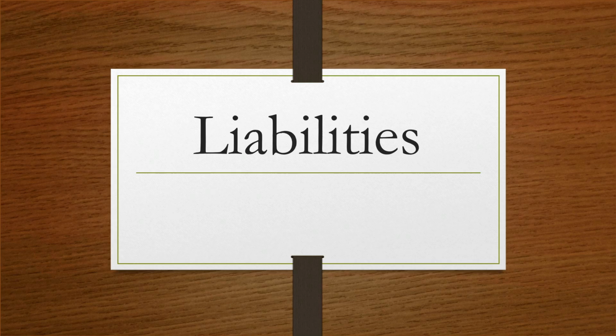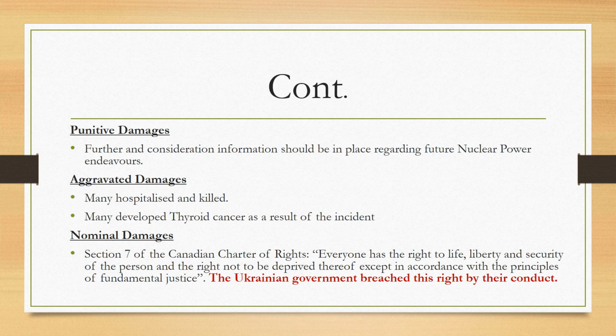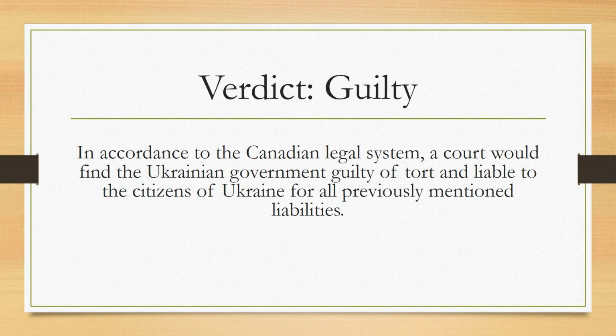Regarding liabilities, the government of Ukraine is responsible for the containment of the nuclear facility to prevent further radiation from escaping into the atmosphere. Amongst this, the Ukrainian government is also liable for the following consequential, general, punitive, aggravated, and nominal damages to compensate its citizens. In accordance to the Canadian legal system, a court would find the Ukrainian government guilty of tort and liable to the citizens of Ukraine for all previously mentioned liabilities.